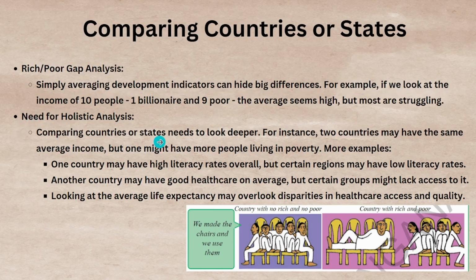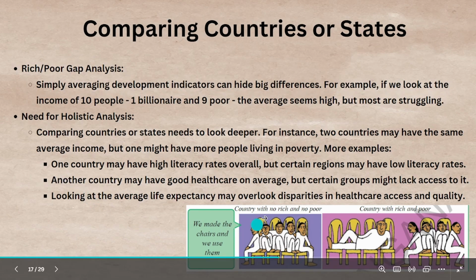Comparing countries or states needs a deeper look. You just can't use an average for everything. If you take the average healthcare of India, it will add all the rich hospitals and all the government hospitals. That way you can't tell how many beds are there for each person all over the country or in the underdeveloped areas. So all this needs to be taken care of. Need for holistic analysis. Holistic means complete analysis is needed. You should not understand anything simply by one point or two points. You should take all the important points and analyze them.